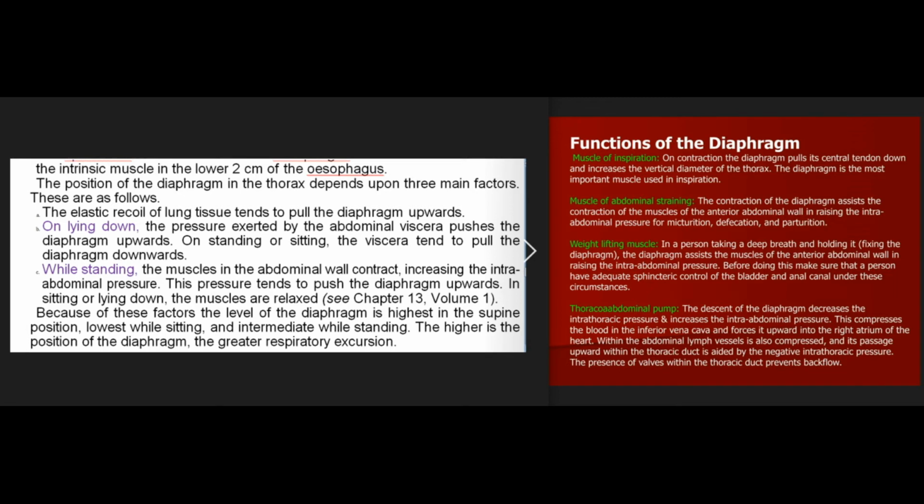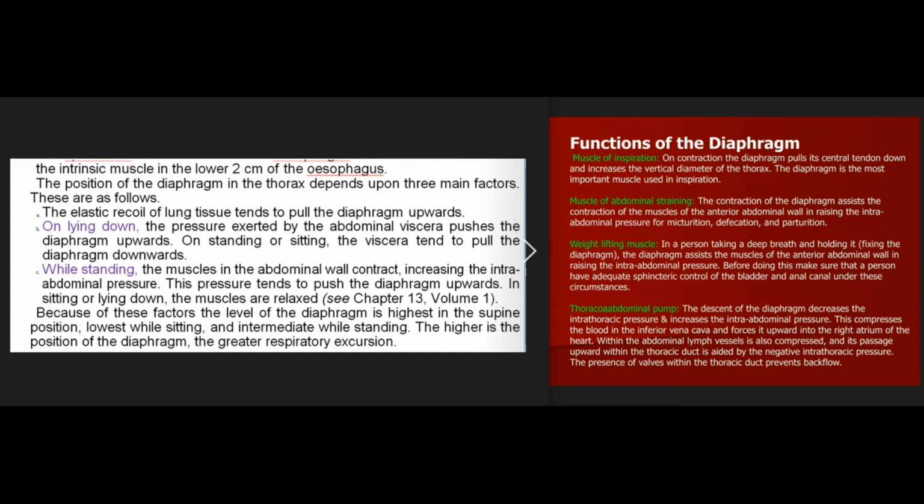The position of the diaphragm in the thorax depends upon 3 main factors. These are as follows. A. The elastic recoil of lung tissue tends to pull the diaphragm upwards. B. On lying down, the pressure exerted by the abdominal viscera pushes the diaphragm upwards. On standing or sitting, the viscera tend to pull the diaphragm downwards.